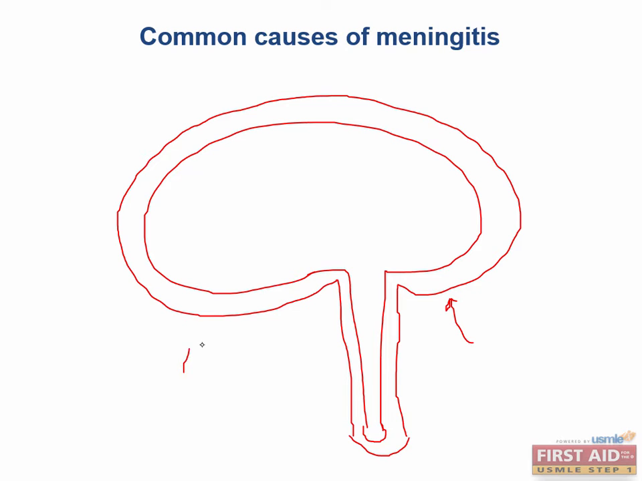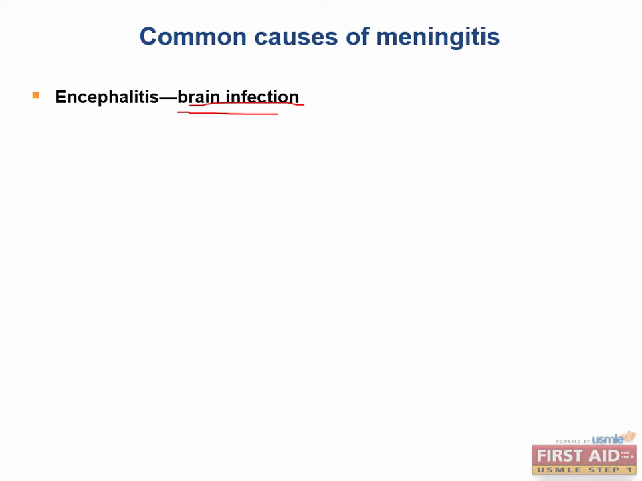Encephalitis is infection of the brain parenchyma, or the actual brain tissue. Important to remember that encephalon is a fancy term for brain, so encephalitis means infection of the brain. This is a subtle but actually a very important difference. So what are some causes of encephalitis?